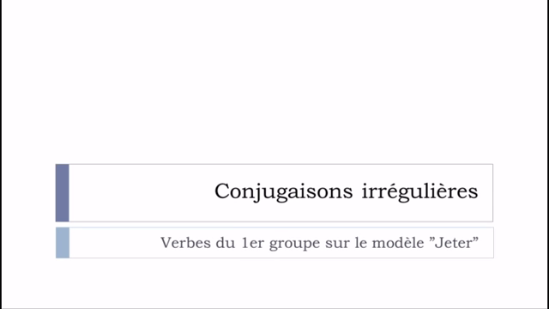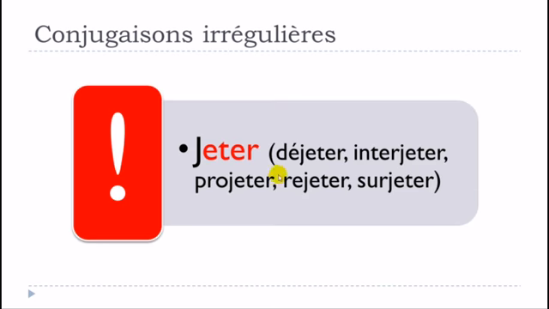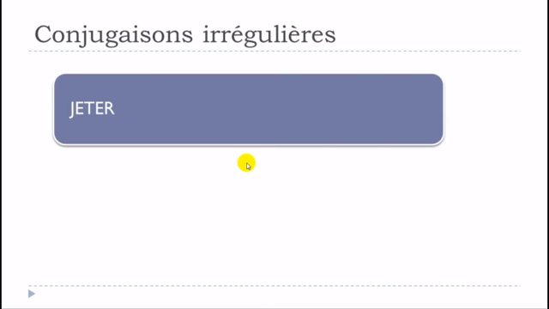And in this lesson, we'll work on les conjugaisons irrégulières, and we'll see especially the verbs that will be constructed based on jeter. Okay, so you get jeter and then verbs like déjeter, interjeter, projeter, rejeter, surjeter. So they are from the same family, and we're talking about this jeter. So that's the reason why we will see the example of jeter.